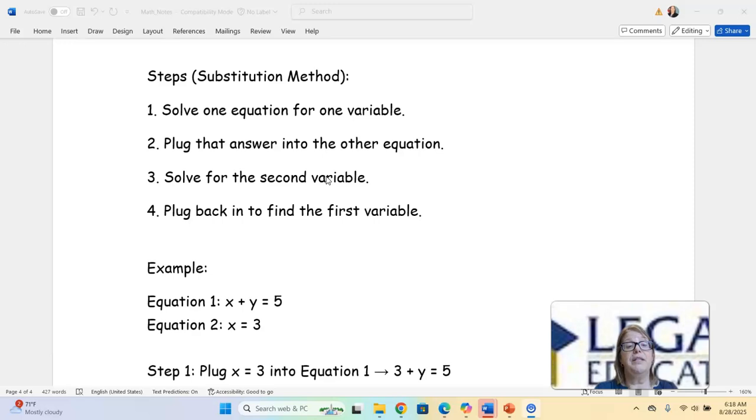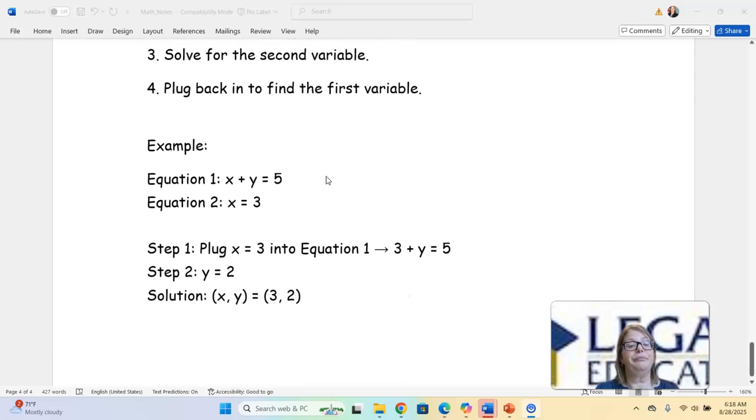So when you follow these steps, you'll see that you're solving one equation for the variable, just like we said, 2 plus whatever equals 5, right? So 2 plus 3 equals 5. So you're solving that first equation. Then you're going to plug that answer into the other equation. Then you're going to solve your second variable. Then you have to go back again and plug it in to find the first variable.